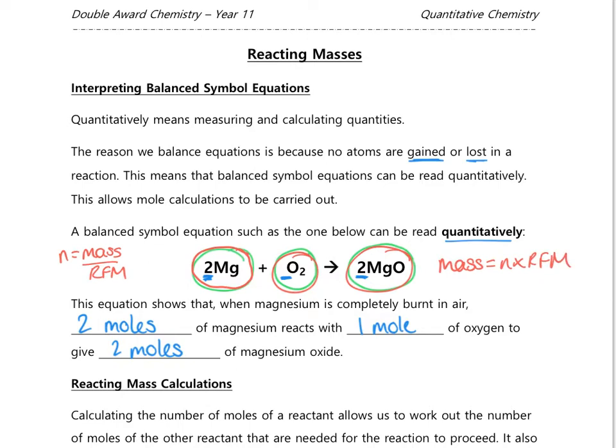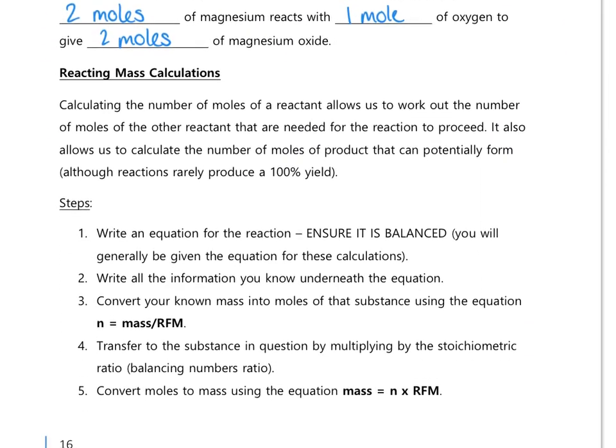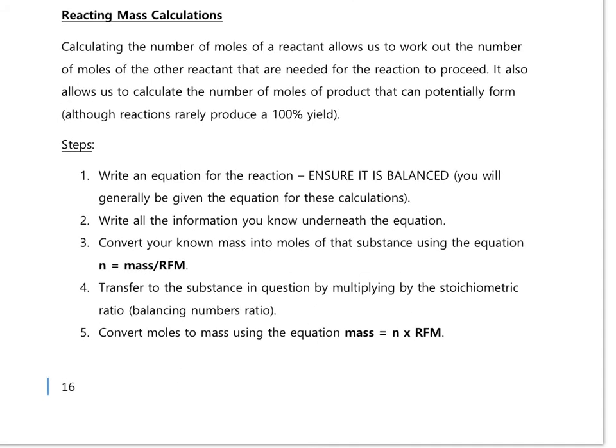So we have a step-by-step process for this as well. And these are called reacting mass calculations. So the first thing we do in these calculations is we always write the equation. We need to make sure it is balanced. But at this level, you're generally given your equation for these calculations and asked to work from an equation. Then we want to write the information we've been given. So for example, whatever mass we are given underneath that part of the equation.